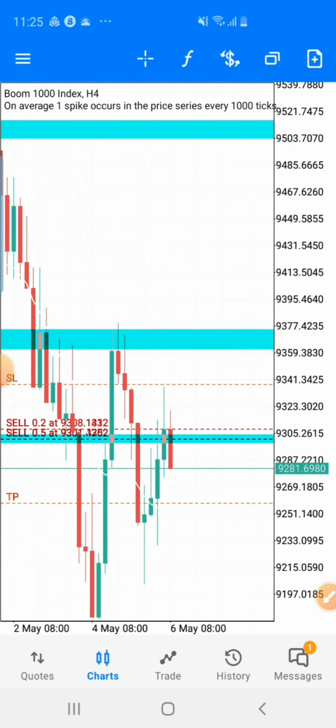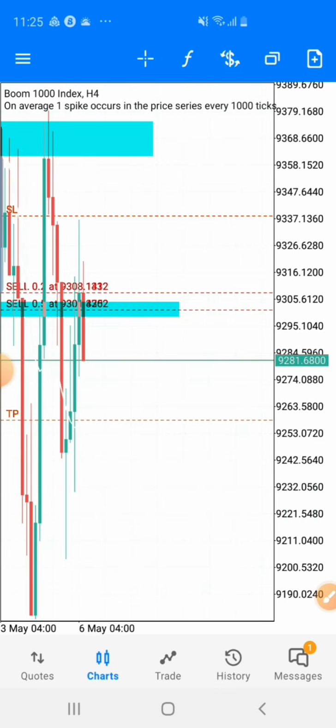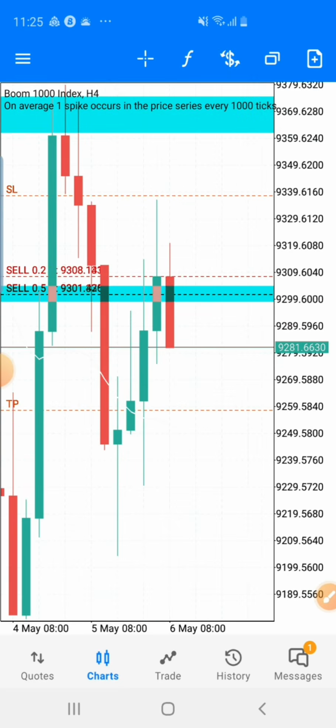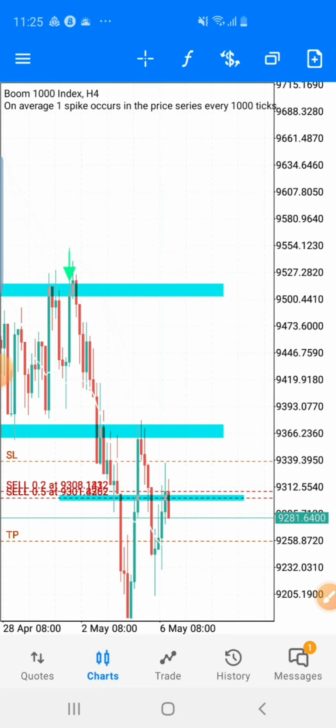Once I'm done with this, all I need to do now is come down to a lower time frame after I've seen my setup. That's my setup. After I've seen my setup, I don't enter my trade on that higher time frame.